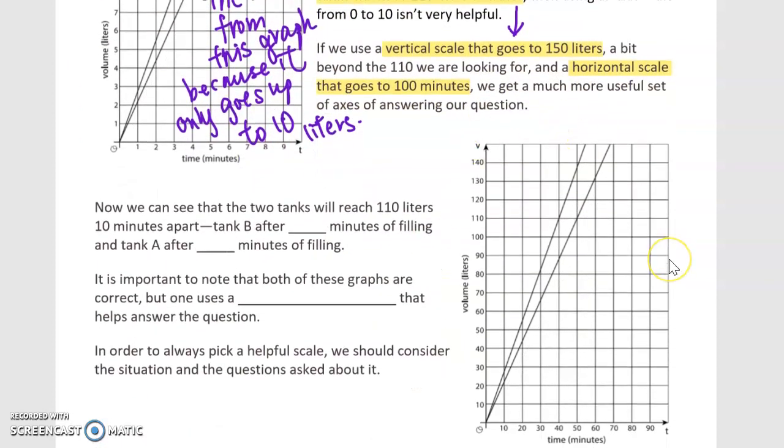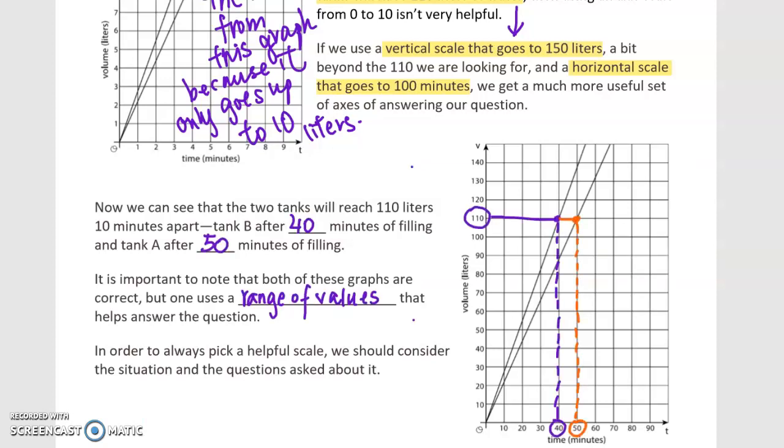Now I have a different graph right here. This time, now we can see that the 2 tanks will reach 110 liters 10 minutes apart. Okay, right here, that's the difference right here. So I'm going to go ahead and fill up this page as well, and I'm going to go back and talk about it.